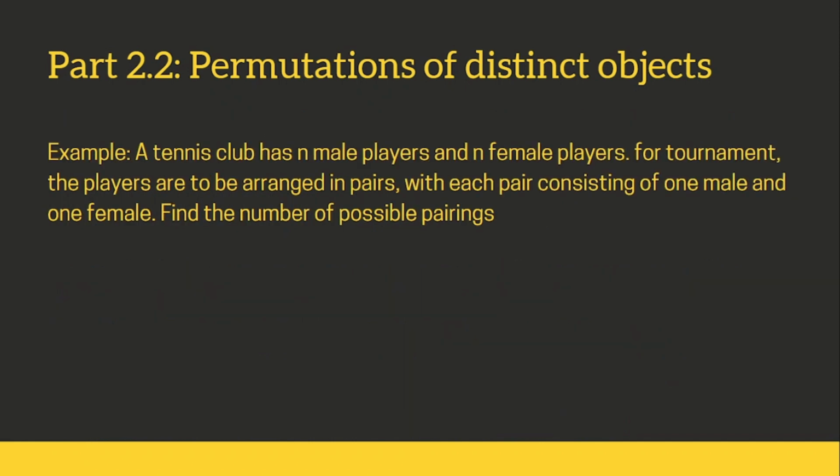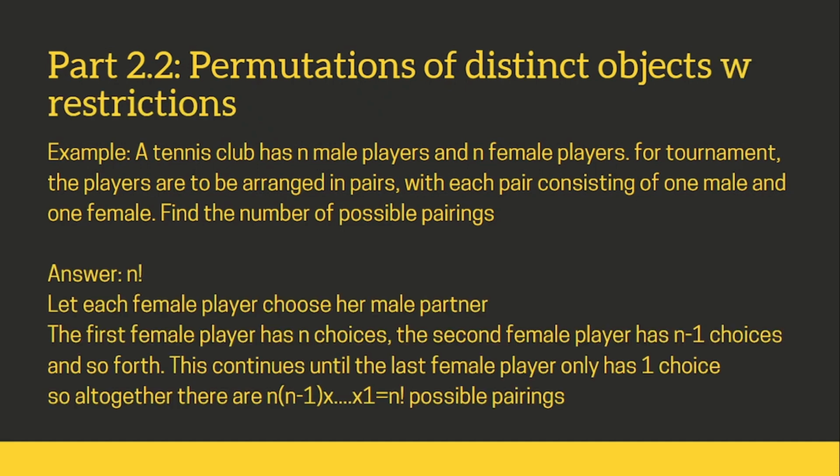So another example is that a tennis club has n male players and n female players. For a tournament, the players are to be arranged in pairs with each pair consisting of one male and one female. So find the number of possible pairings. So for this question, what the solution did is that they take the perspective of just the female choosing the male players. So in the end, the answer was n factorial.